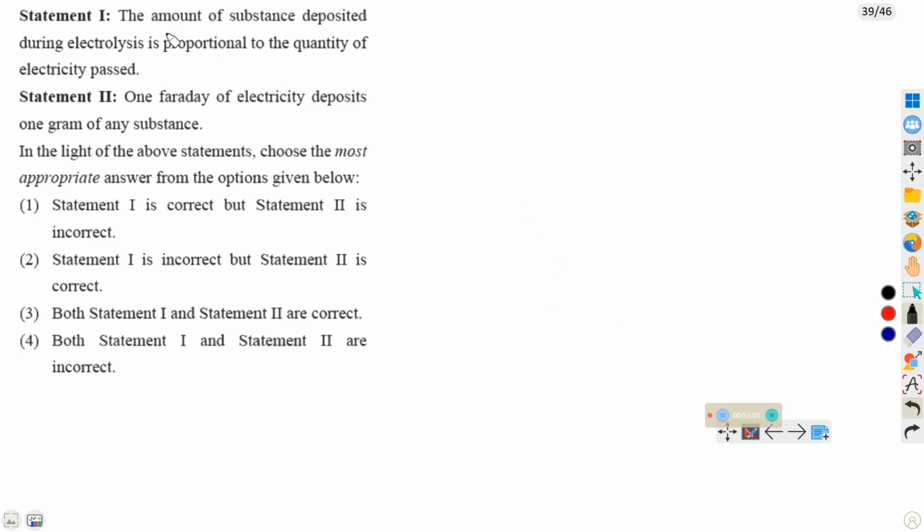The amount of substance deposited during electrolysis is proportional to the quantity of electricity passed. Correct. According to Faraday's first law.